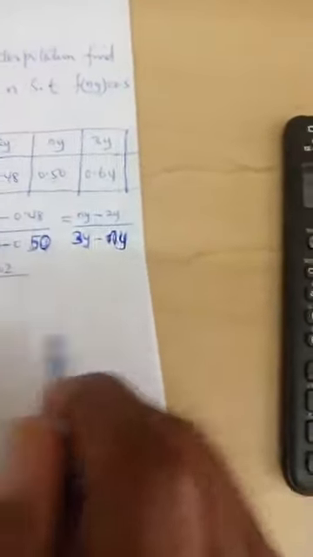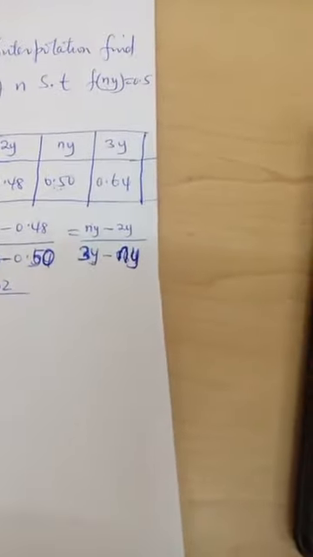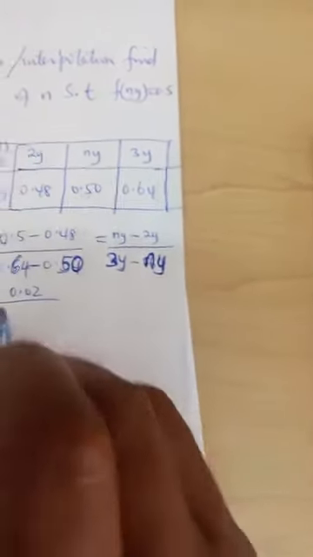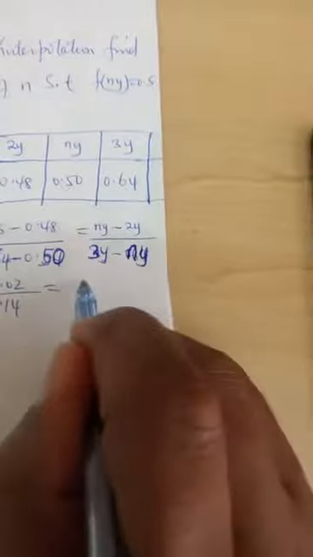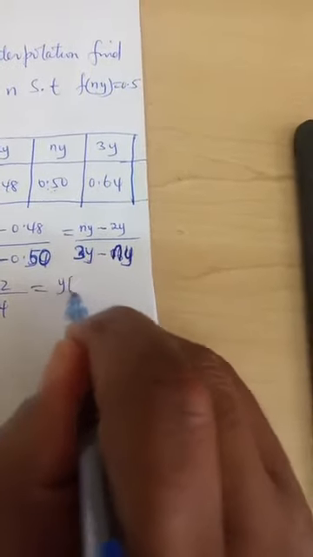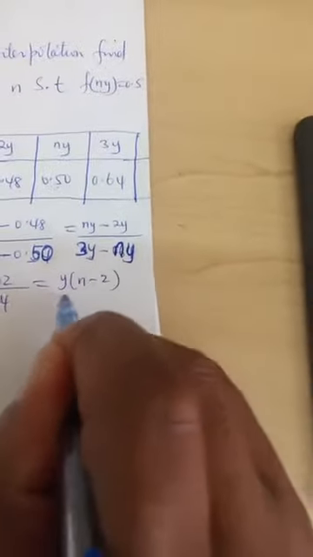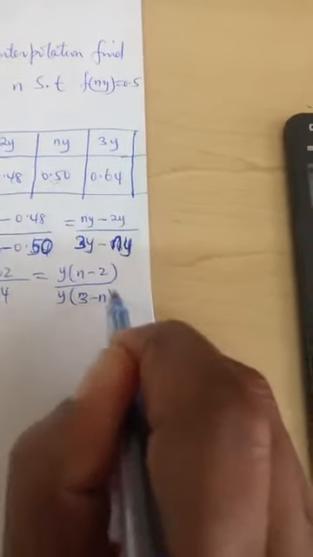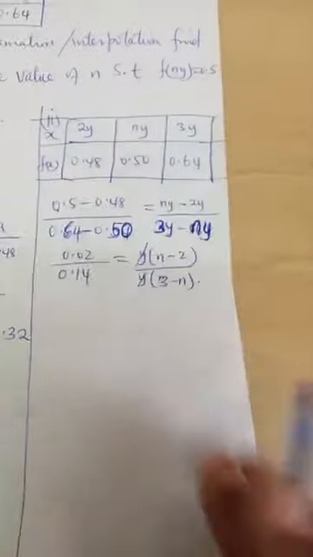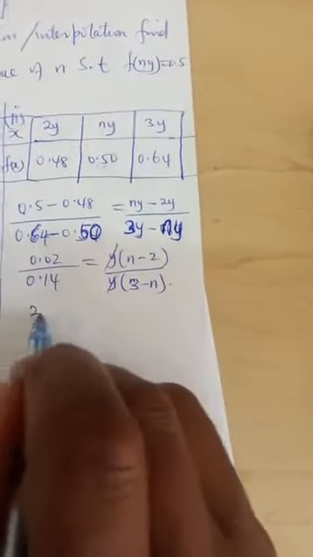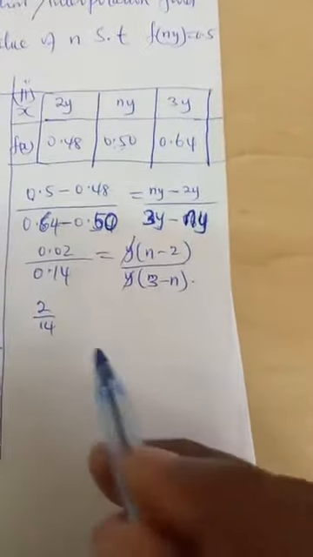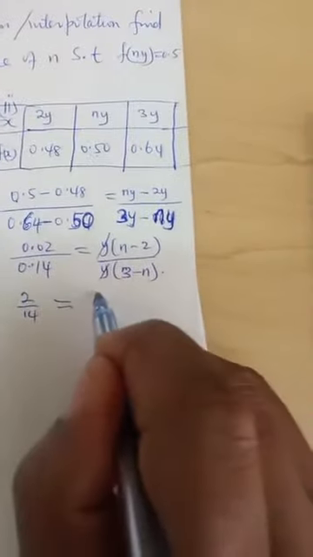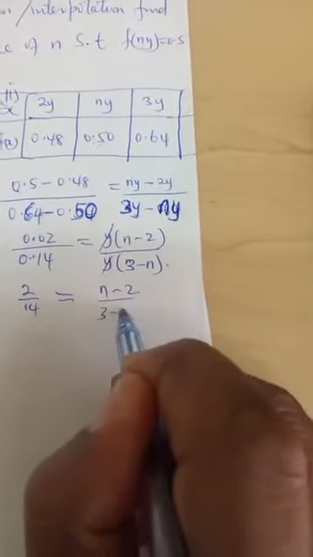So it means this over 0.64 minus 0.5, I get 0.14, which will be equal to y into n minus 2 over y into 3 minus n. The y will cancel. I'm looking for n. This is the same as 2 out of 14. If I remove the decimal places by multiplying by 100, it will be equal to n minus 2 over 3 minus n.